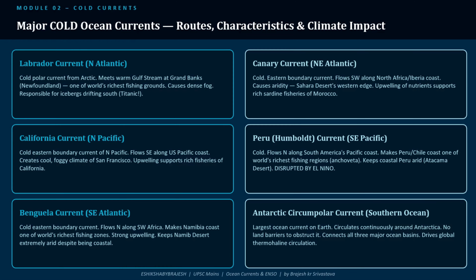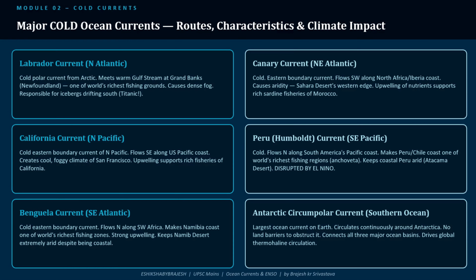The Benguela Current flows northward along southern Africa: Namibia, Angola. Like the Canary and California currents, it is a cold eastern boundary current with intense upwelling. The Benguela Current makes Namibia's coast one of the richest fishing zones in the world and keeps the adjacent Namib Desert, literally a coastal desert, extremely arid.